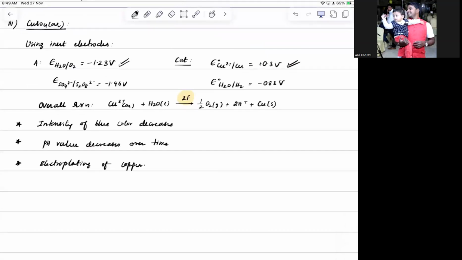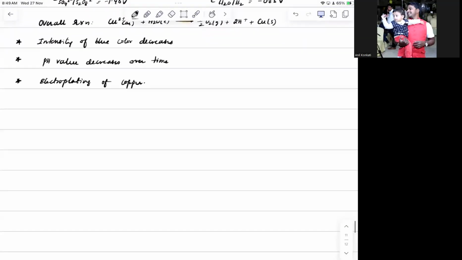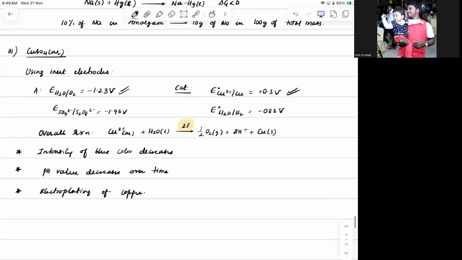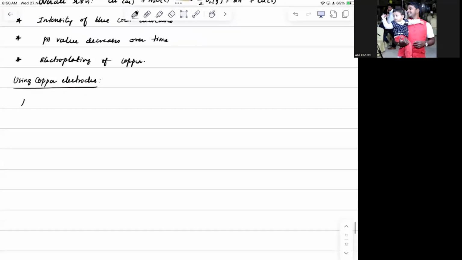Okay. So suppose we have only copper electrodes here, both sides we have copper electrodes. This was case one using inert electrodes, but this time we are using only copper electrodes. Cathode is also copper, anode is also copper. So at anode, now there are three reactions competing.